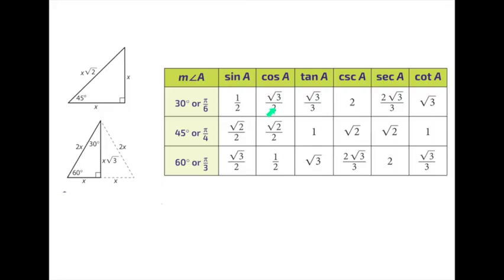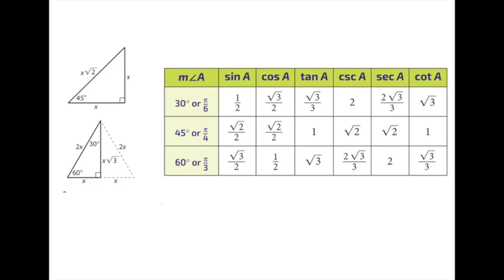The cosine of a 30 is square root of 3 over 2. The sine of a 60 is square root of 3 over 2. So you'll see how these guys just flip-flop. And then these are just reciprocals of each other, okay? This is square root of 3 over 3. This is just square root of 3. So your 30 and 60 relate to each other because they are complementary angles. Complementary angles will always do that. The sine of one will be the cosine of the other, always, all right?